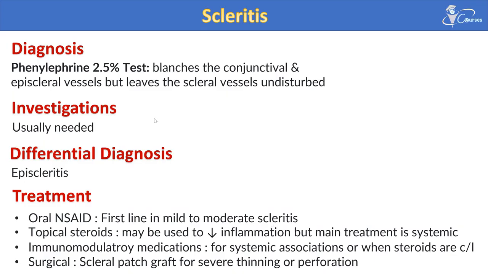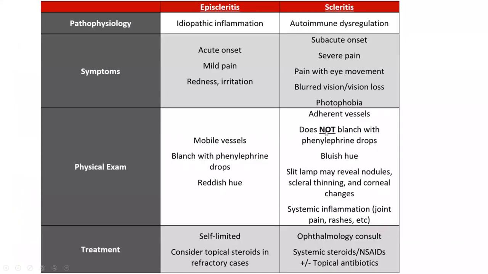Okay, so this is the management of scleritis. Again, to put more spotlight on the differences between episcleritis and scleritis: episcleritis is an idiopathic inflammation, while scleritis is usually characterized by autoimmune dysfunction, so those patients have an underlying systemic condition. Episcleritis presents with acute onset, mild pain, redness, irritation. Scleritis presents with subacute onset, severe pain, pain with eye movement, blurred vision or vision loss, photophobia.